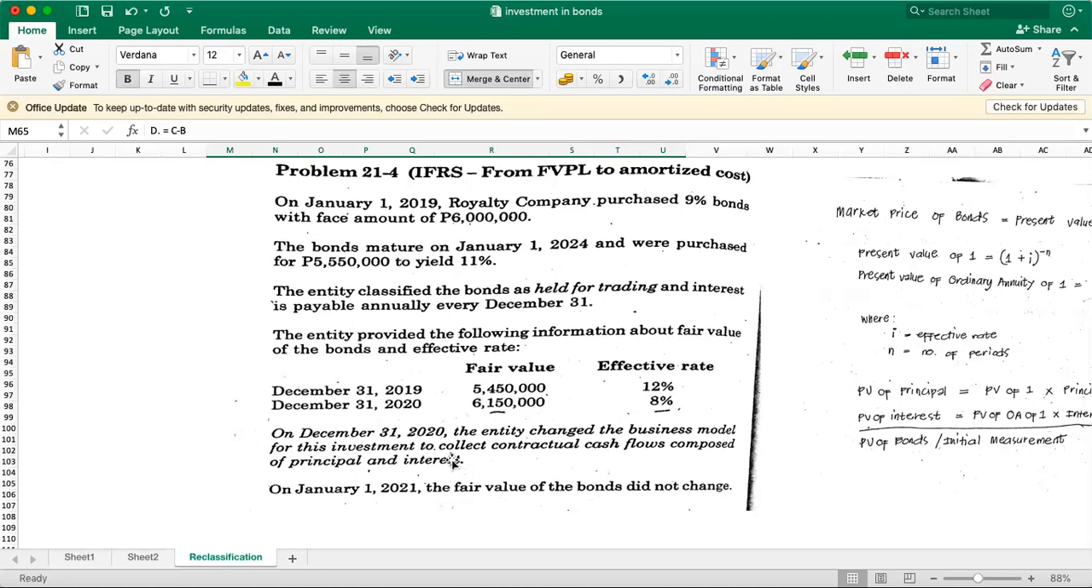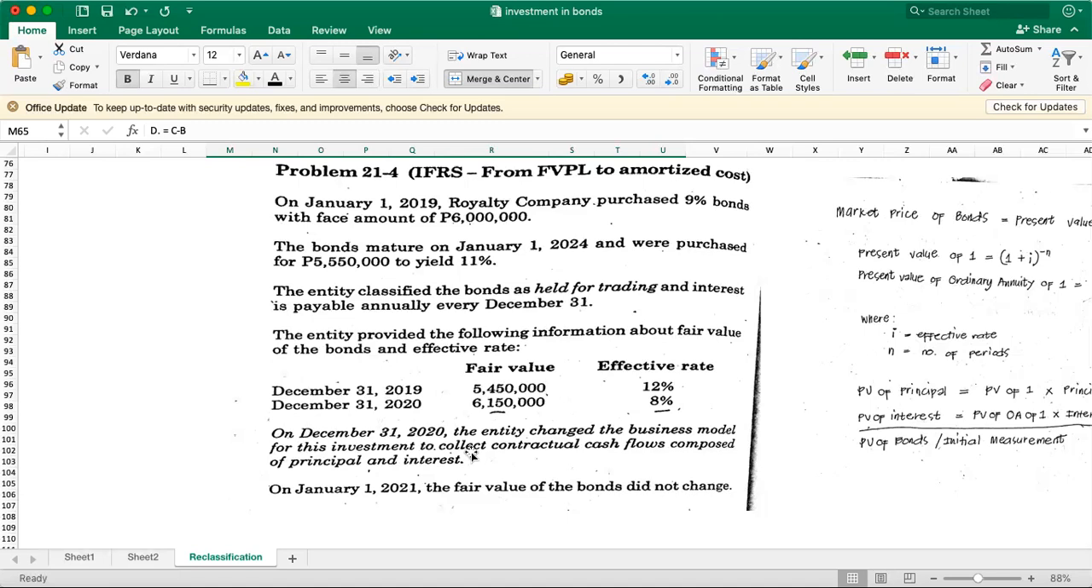On December 31, 2020, the entity changed the business model for this investment to collect contractual cash flows composed of principal and interest. So after 2 years, the business model for this instrument became hold to collect contractual cash flows composed of principal and interest, the SPPI. So the change of business model is on December 31, 2020.